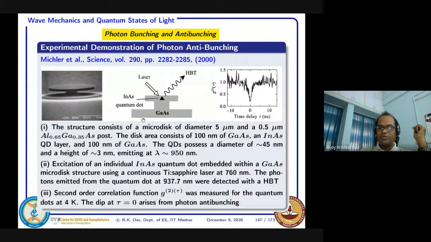Here schematically it is shown. This is gallium arsenide, AlGaAs. Sorry, this is actually your AlGaAs and GaAs, and then here you have gallium arsenide top and bottom, 100 nanometer top, 100 nanometer bottom, and in between you have an indium arsenide quantum dot, and that dimension is about 45 nanometer and height about 3 nanometer. So you can grow that type of structure with this technique. And if you do photoluminescence, the emission will be around 950 nanometer.